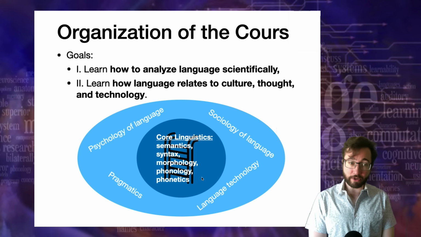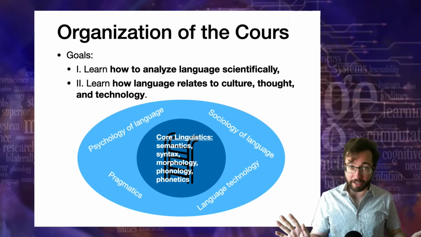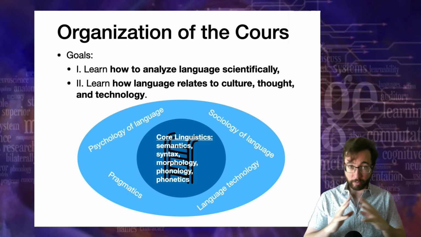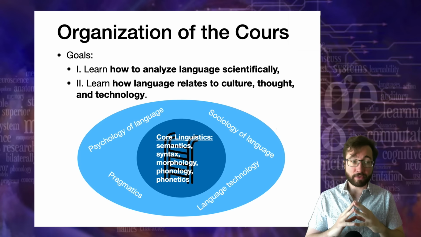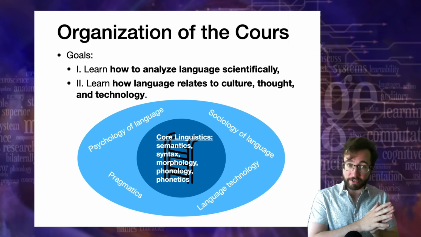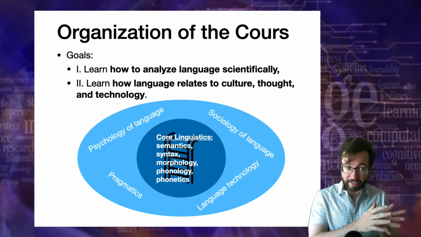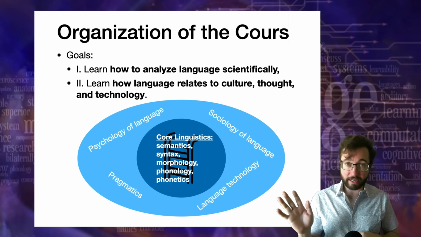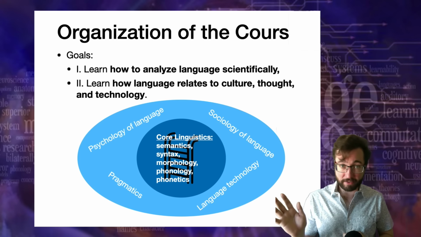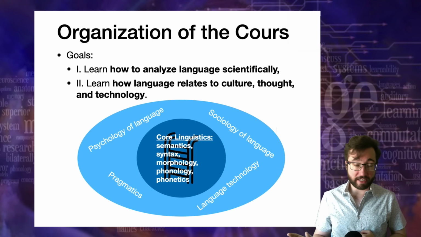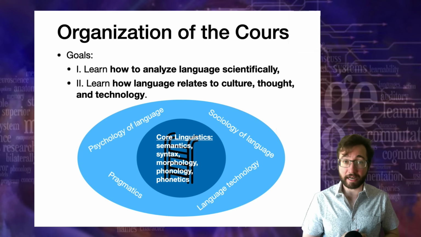So once we're done with core linguistics and linguistic analysis, then we'll look at these more applied areas. We'll be applying what we learned in core linguistics to things like the psychology of language, how language works in your mind and brain, the sociology of language, how the structure of language relates to society, language technology, pragmatics, which is how we use language.